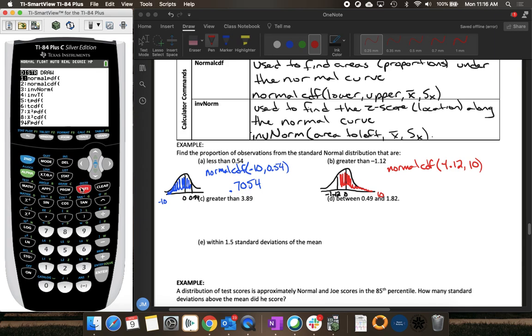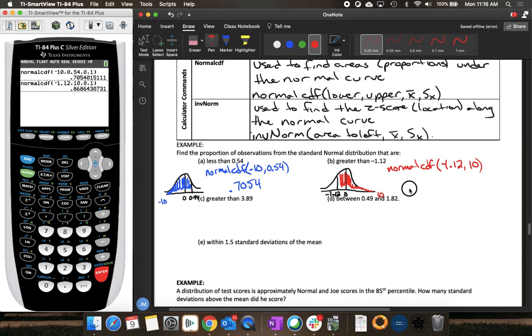So again, second vars, option number 2 for normal CDF. Our lower is going to be negative 1.12 this time. The upper is going to be positive 10. Again, mean and standard deviation, we will leave the same as 0 and 1 if you have to. If not, you don't need to type those in. And it looks like that's going to be 0.8686.